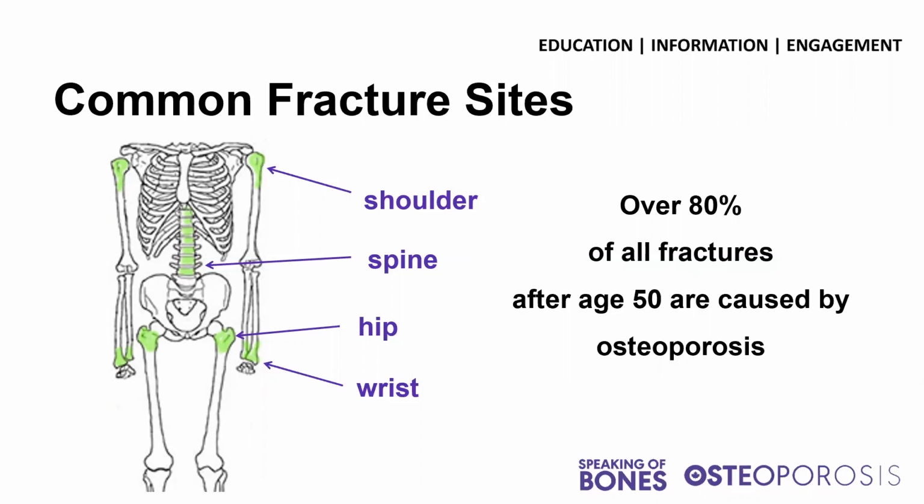And the reason why these fractures occur at these 4 sites is that these sites are rich in that honeycomb trabecular bone we saw in the earlier slide. So the trabecular bone is sensitive to calcium loss with age and at menopause, making these sites more susceptible to osteoporotic fractures. So it's also important to remember here, bone loss doesn't hurt. The first sign of osteoporosis is usually a fracture.